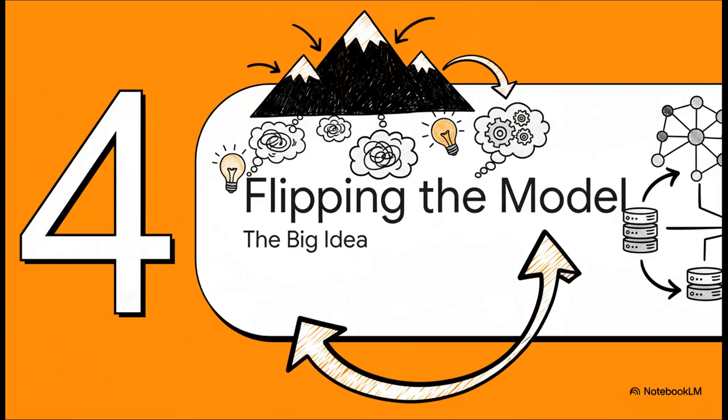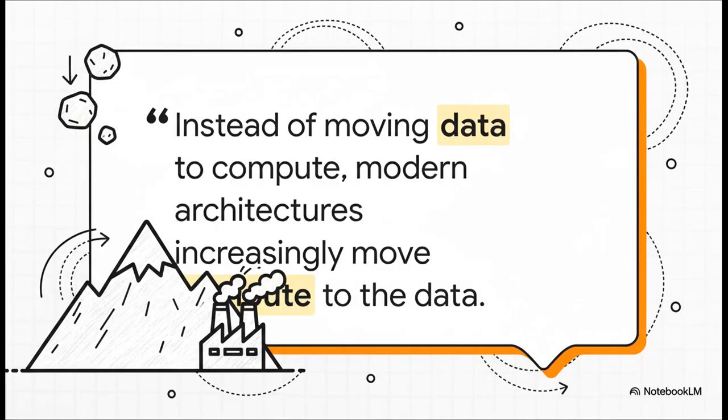We have to change our entire way of thinking. This is the big pivot point, the moment where we flip the whole traditional model on its head and find a new way forward. And here's the solution. It's so simple, it's beautiful. Instead of trying to move the data to the compute, modern architectures are increasingly moving the compute to the data. Don't move the mountain, build the factory right next to it. This single idea is the revolutionary principle that finally lets us work with data gravity, not against it.